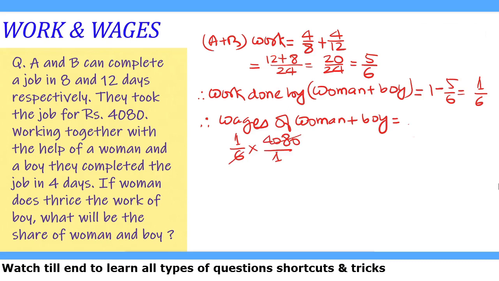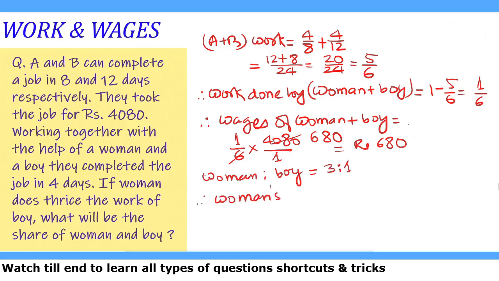6 divides 4080. 6 divides 40 for 6 times. Remainder is 4. And 6 divides 48 for 8 times. And 0 for 0 times. So, this is rupees 680. So the share of woman plus boy equal to rupees 680, which is divided among them as per their efficiency. Woman ratio boy's efficiency is 3:1.